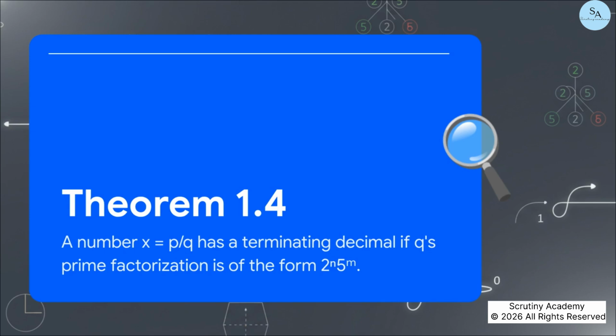A fraction, p over q, will have a terminating decimal if its denominator, q, is made up only of prime factors in the form 2 to the power of n times 5 to the power of m. The second you spot any other prime factor in there, a 3, a 7, an 11, anything, the game's up. It's going to be a non-terminating decimal for sure.